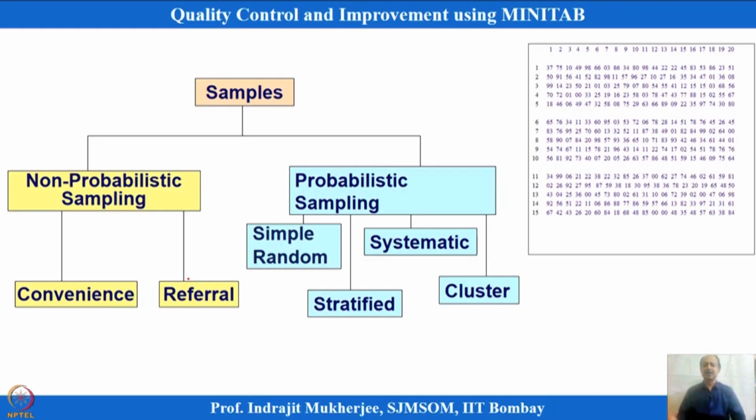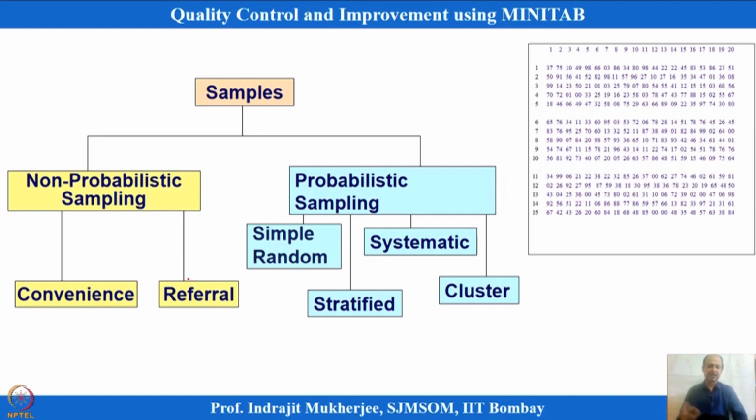In stratified sampling, age group wise I am doing sampling. Mostly in surveys we use this stratified concept. Cluster sampling is used in polling, exit polls or something like that. Most relevant to quality over here are simple random sampling and systematic sampling, which are of importance to us in this course.